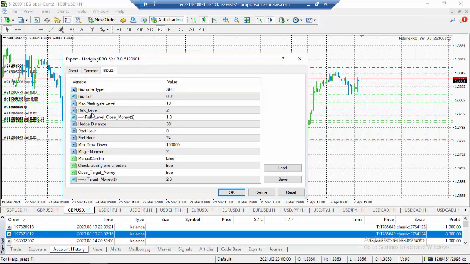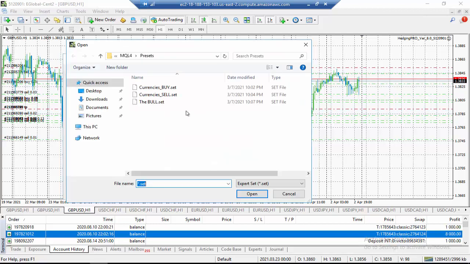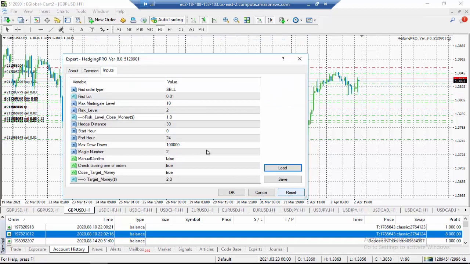Now this is the second chart, and this chart I must open it for sell to edge. So let's say I've saved a preset. I can just come here and say currency sell, click on it and say open. But that's the way you use your preset.